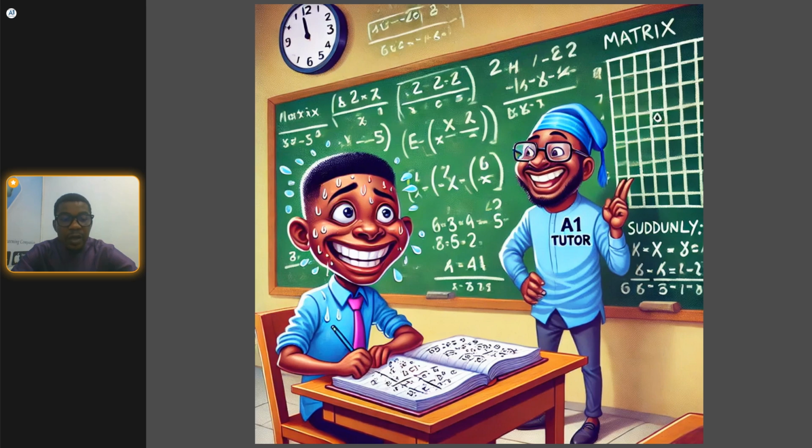Today we are going to be considering the determinant of a matrix. In our previous video, we also discussed the hints and tricks to know whether you can multiply two matrices or not.